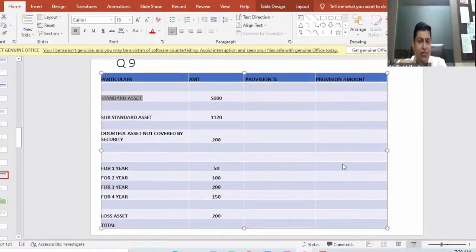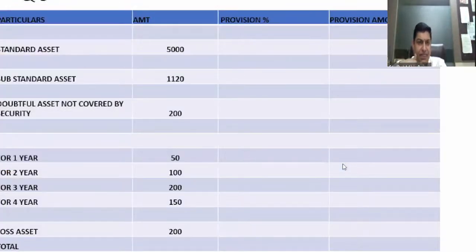So there will be 4 columns: particulars, amount, percentage of provision, and provision amount. In the first 2 columns, you need to write the amount outstanding. Then in the third column, we will write the percentage. And last, we will write the amount multiplied by the percentage, that is the amount of provision, and then the total. This should be the table. So please prepare the first 2 columns and then we will write the percentage step by step.